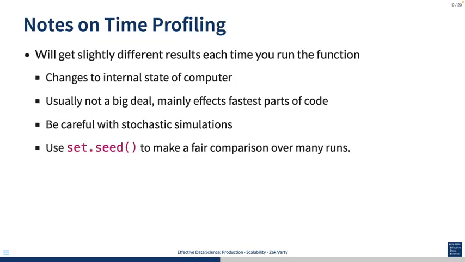So there's a couple of things to note when you're time profiling your code. The first is that there's going to be some slight stochasticity with this. You're going to get different results every time you run the function, because exactly how long things take to run is going to depend on the internal state of your computer, and that's going to change over time as it's processing other activities in the background as well.